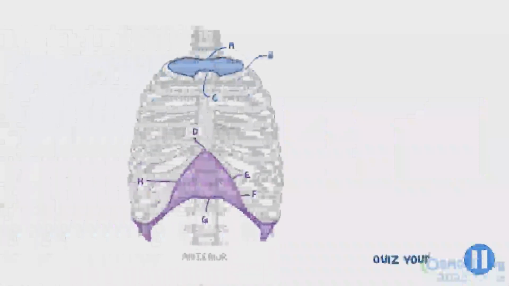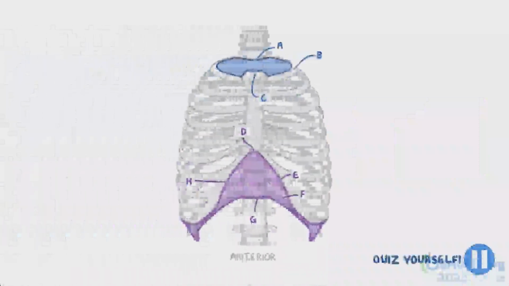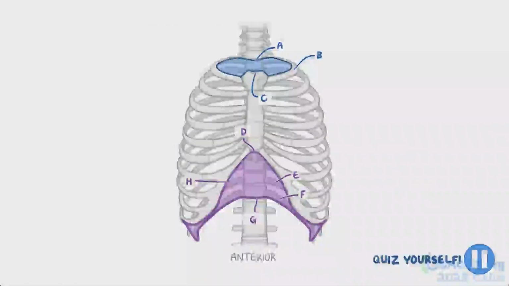In this image, can you identify the borders of the superior thoracic aperture? How about the inferior thoracic aperture?